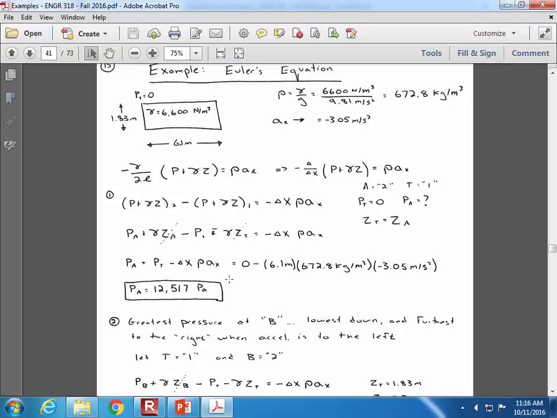Okay, now we can start substituting in the actual values. So negative, and now the distance between the 2 points, between A and T, is 6.1 meters. The density of the fluid is 672.8 kilograms per meter cubed. And then the acceleration, we have to be very careful to put in a negative value there since it's accelerating to the left.